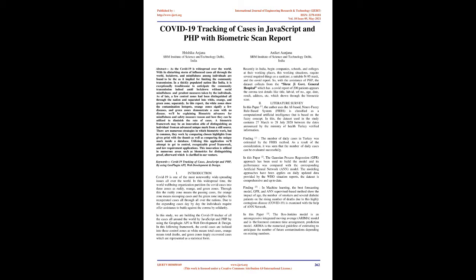lockdown and mindfulness among individuals are found to be the answer for limiting the community transmission. In a thickly populated nation like India, it is exceptionally troublesome to anticipate the community transmission even amid lockdown without social mindfulness and prudent measures taken by the individuals.